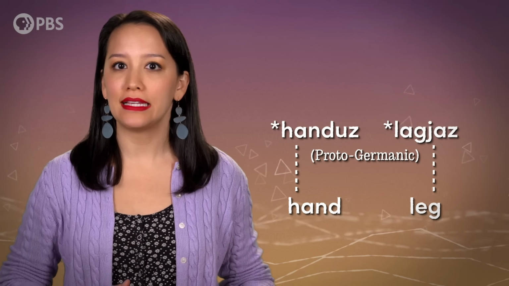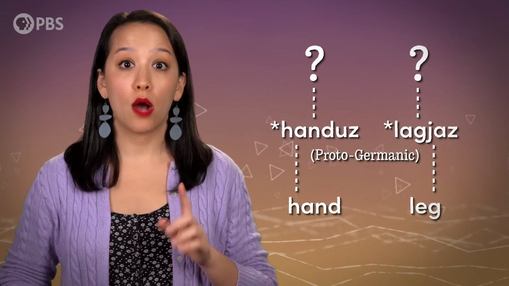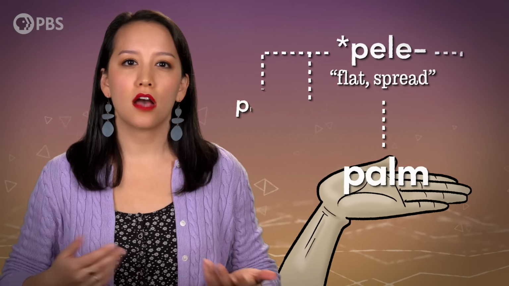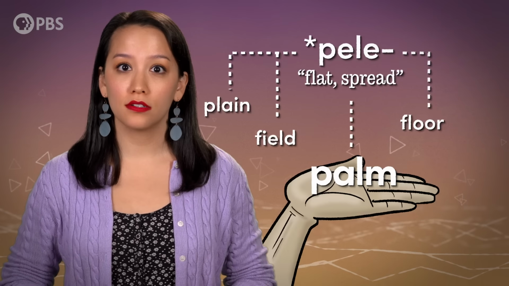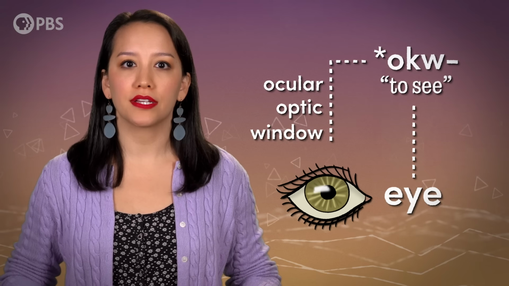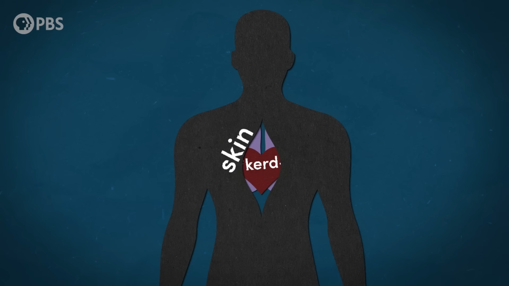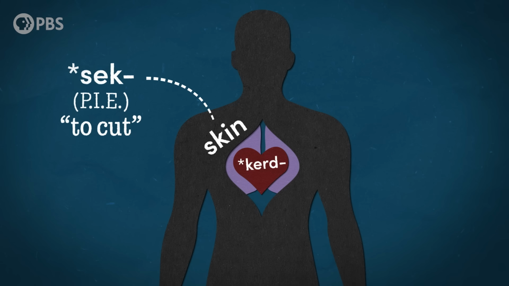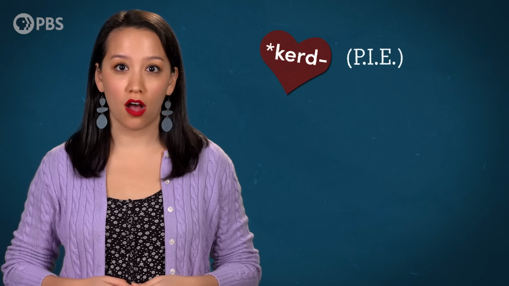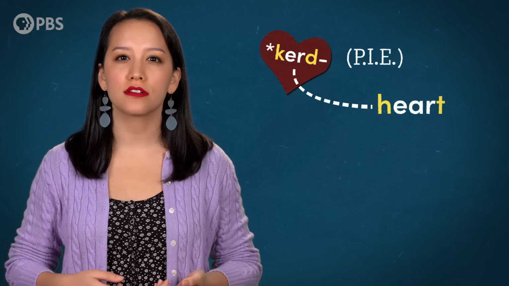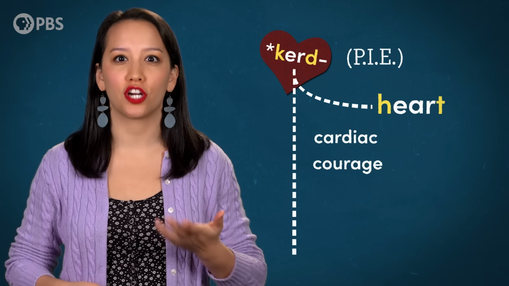Hand and leg both came about after Proto-Germanic split from PIE, and their origins are uncertain. However, palm comes from the PIE pele, which meant flat or spread, and is cognate with plain, field, and floor. Eye is derived from the PIE ok, to see, and is cognate with ocular, optic, and window, which literally means wind eye. I like that. If we peel back the skin, which comes from sek, to cut, we find another victim of Grimm's Law, with the k and d of curd becoming the h and t of heart, making it cognate with cardiac and courage.